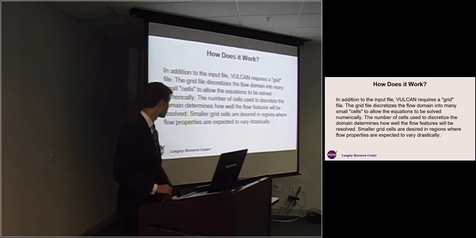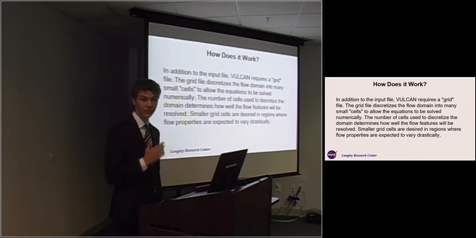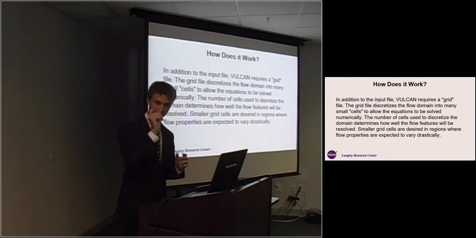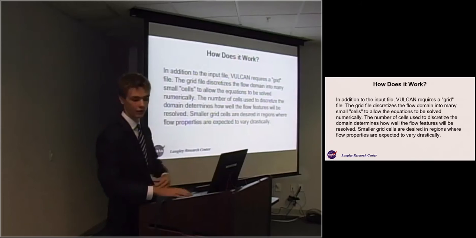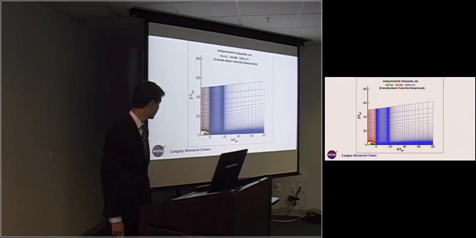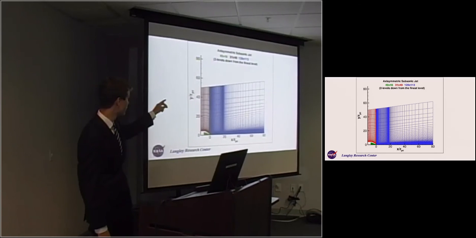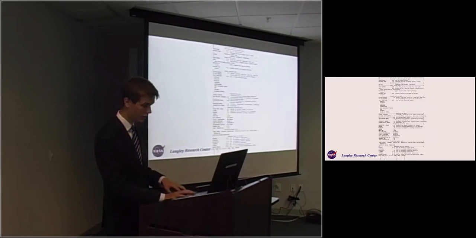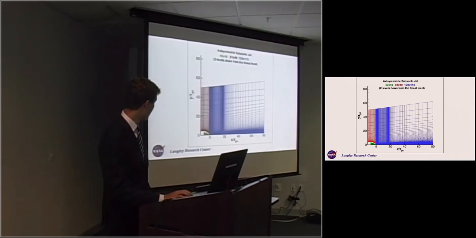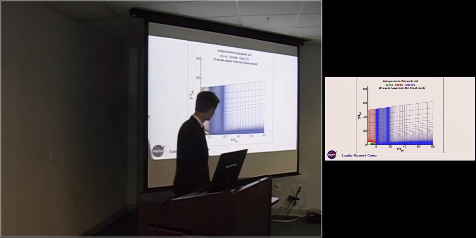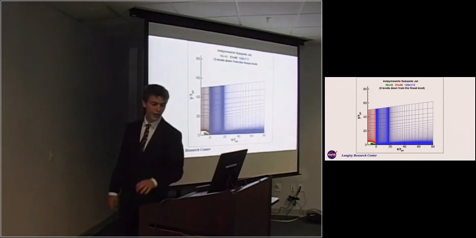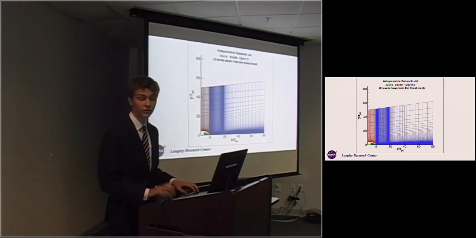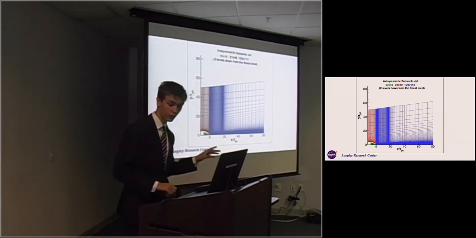For example, smaller grid cells are desired in regions where flow properties are expected to vary drastically. So at the area of interest, I'm going to have very small grids, and outside of that I might have larger ones. Here's an example of a grid file. You can see this is for a problem similar to the near-sonic jet that I showed earlier. These boxes are cells, and as you get closer to the green section of the grid, the cells get much smaller and smaller.